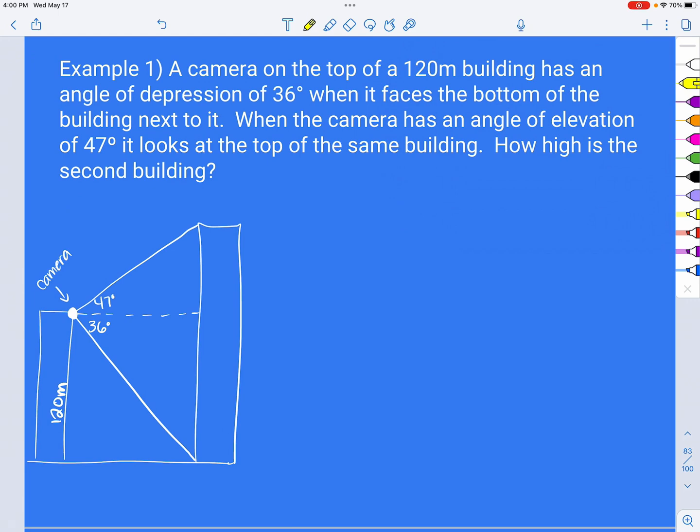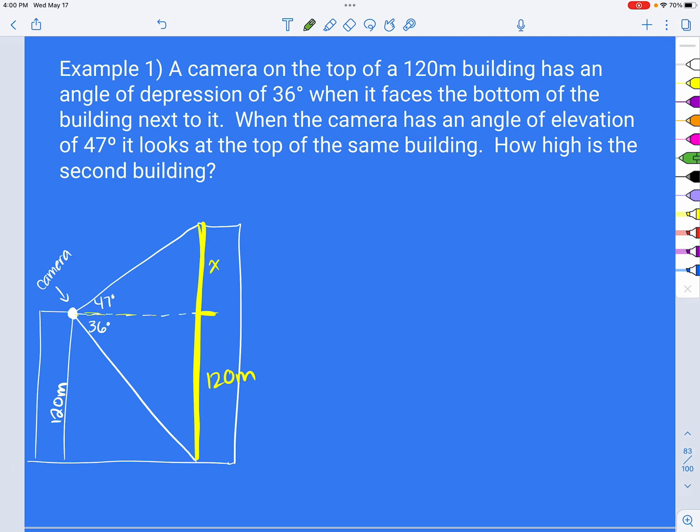Well, I have to problem solve my way a little bit through this. So I want to find out the height of this building. What I know is that this bottom portion is 120 meters. Right? Because if the camera looked directly across, it would be the same height. So what I need to find is this extra portion.